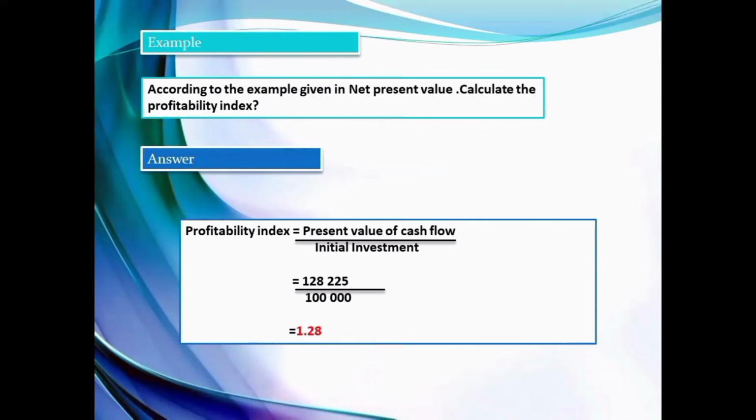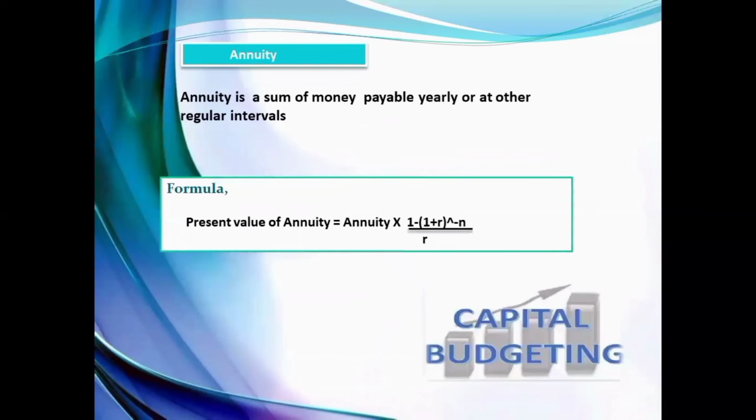In the net present value example, we can get the present value of cash flows 128,225, and also the initial investment was given as 1 lakh. So 128,225 divided by 1 lakh, the answer is 1.28.